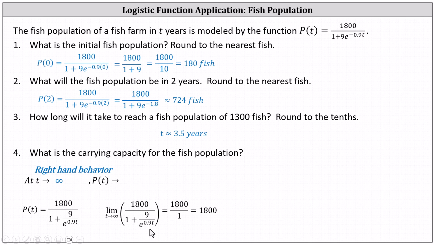as t approaches infinity, which indicates the function value approaches 1,800 divided by 1, again because 9 divided by e to the power of 0.9t approaches 0 as t approaches infinity. Which indicates as t approaches infinity, P of t approaches 1,800, which is the carrying capacity for the fish population.